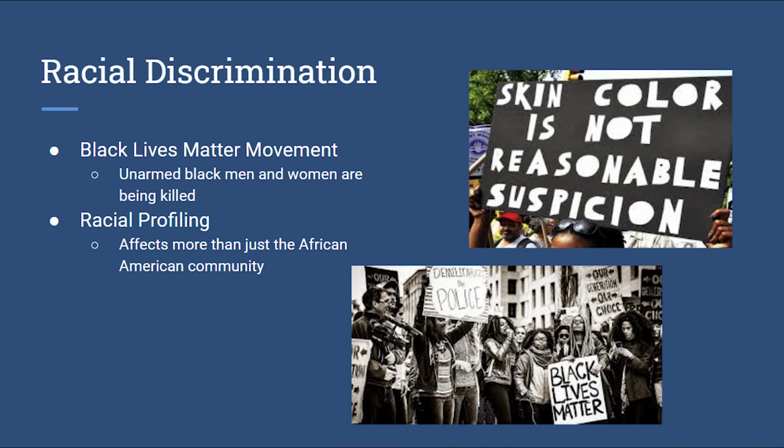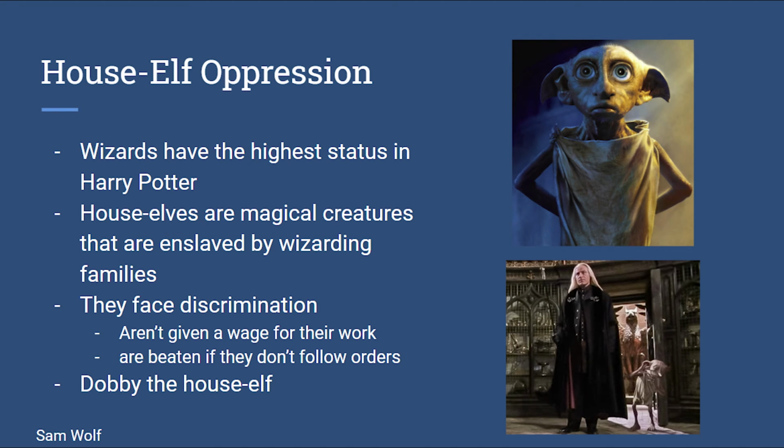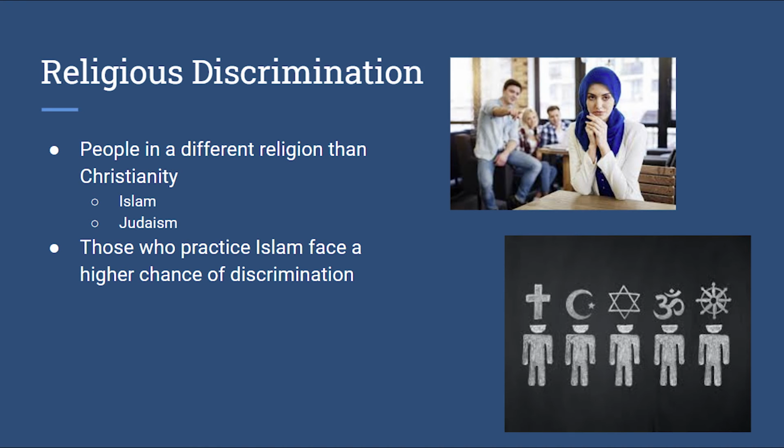placed on these communities. In Harry Potter, wizards have the highest status, are the most respected, and therefore act superior to other races. House elves are one example of a race that faces oppression because of wizards. House elves are magical creatures that are enslaved by wizarding families and can only be freed if their masters present them with an item of clothing. They don't get paid for their hard work, are beaten if they do not follow orders, and aren't allowed to carry wands.